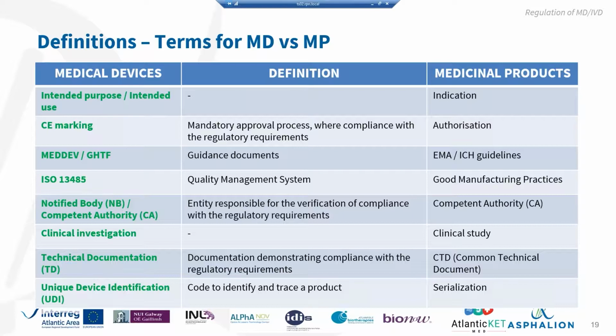And we've got the notified bodies. The notified bodies are the entities responsible for the verification of compliance with the regulatory requirements. It's not like in medicinal products where we've got the competent authority, which can be national or it can be EMA, for instance. In this case, we've got these notified bodies. They get authorized after complying with certain requirements, and then they are available to assess the conformity of the manufacturers' devices.